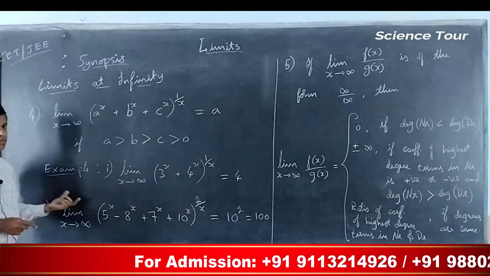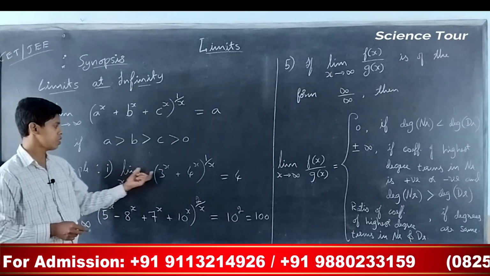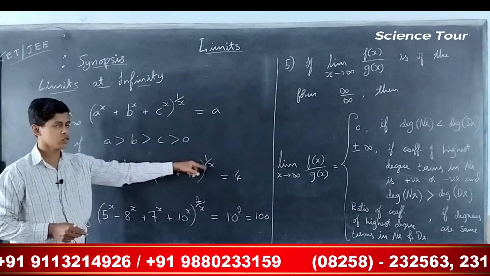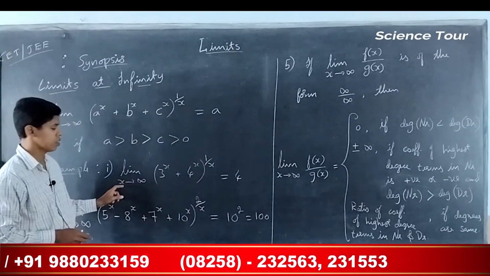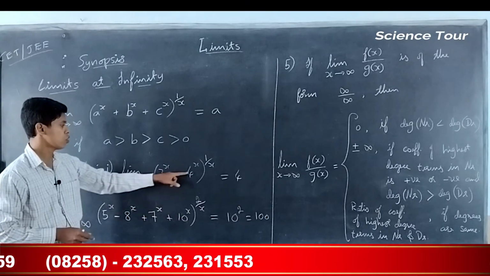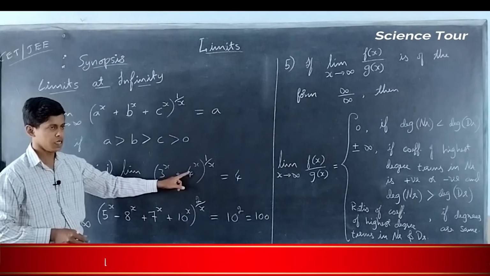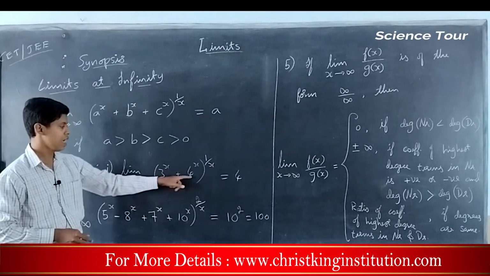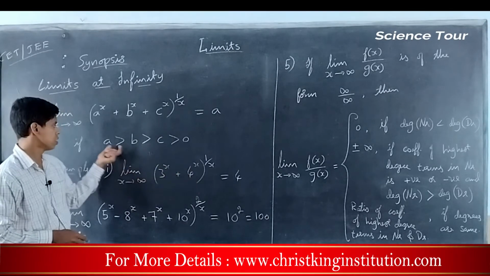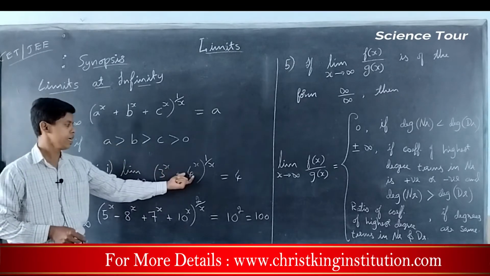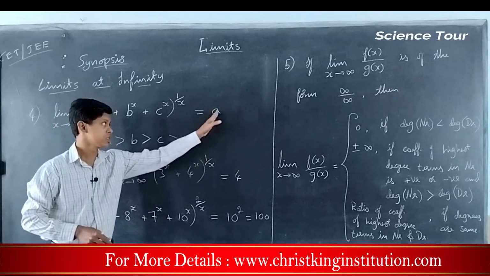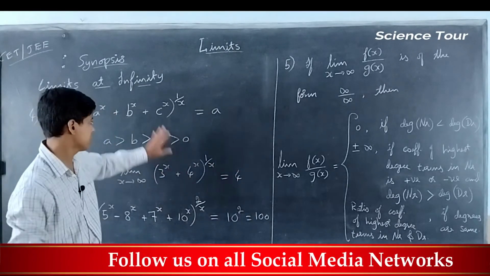So the example is limit of 3 raised to x plus 4 raised to x, to the power 1 by x, if x tends to infinity. So the answer will be the highest base. Alright, so here the bases are 3 and 4. Which is the largest? a is 4 here, therefore the answer is 4. So please compare with this.